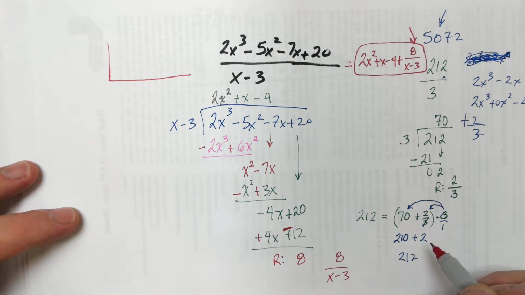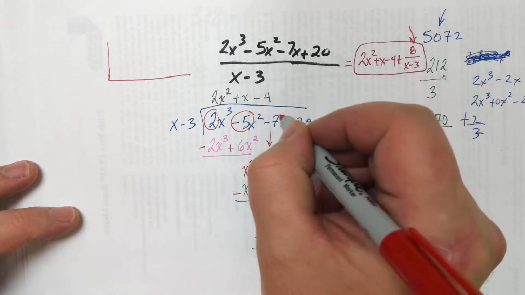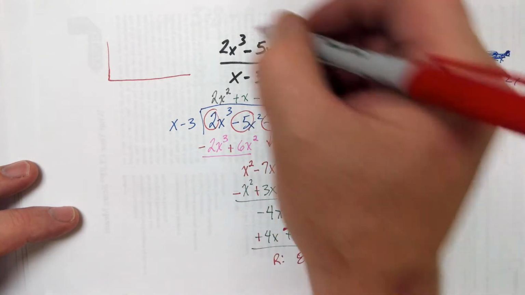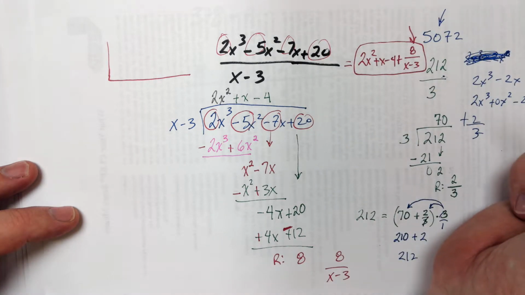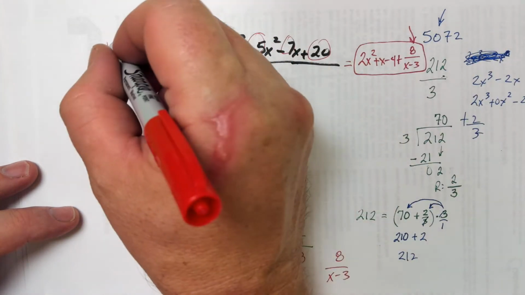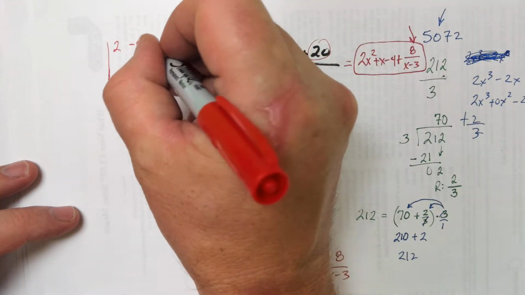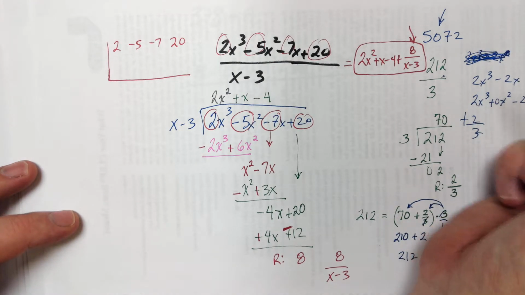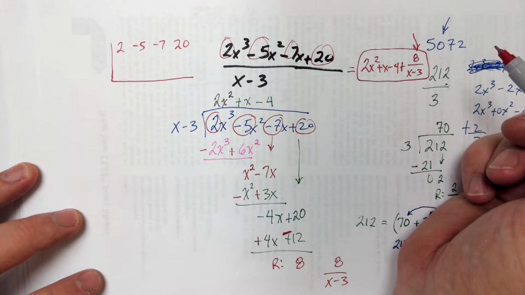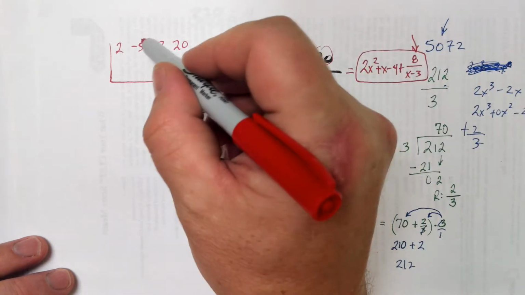Do you remember the coefficients are the numbers in front of the variables, right? So like 2, -5, -7, and 20, those are the coefficients of the numerator. So those go here. 2, leave space, -5, -7, 20. But no x's, no variables. And again, if there was a number missing, if there was like a 0x², we'd have to put a 0 there.